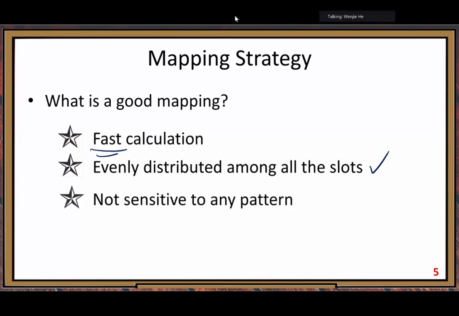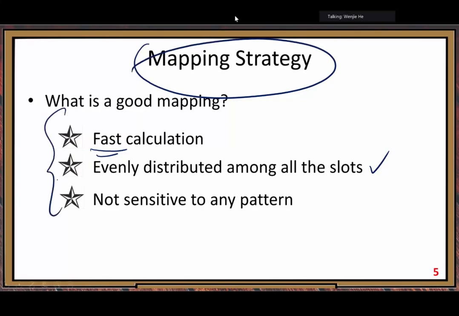Not sensitive to any pattern, because sometimes the data may have certain patterns. So if your mapping strategy is not robust against those patterns, then your overall performance will be very slow. So you can see, in order to find a good mapping strategy, you need these three main considerations.